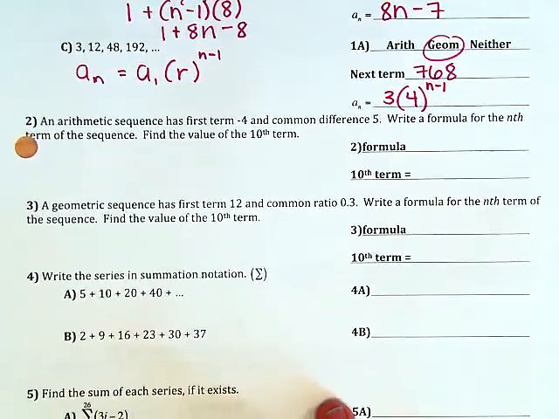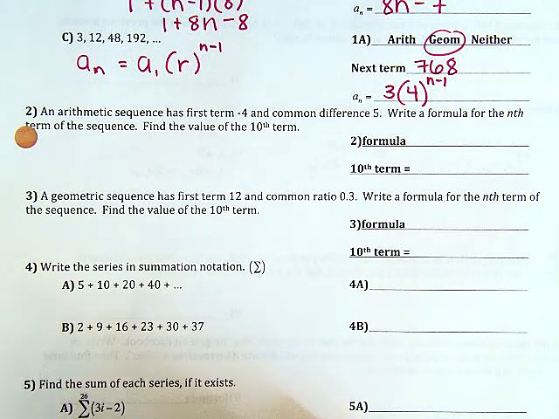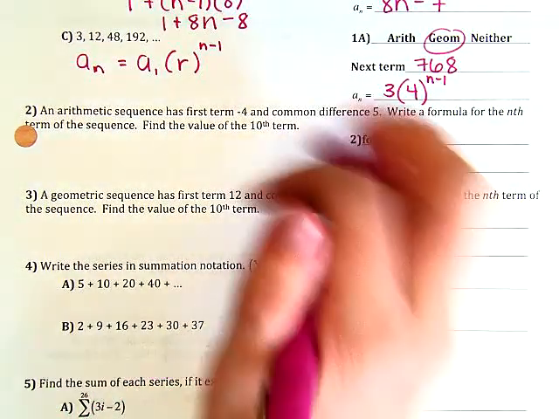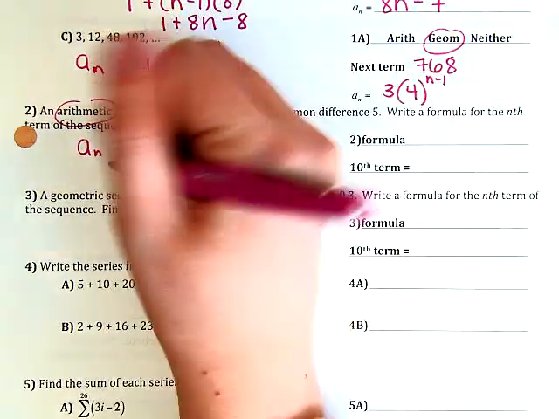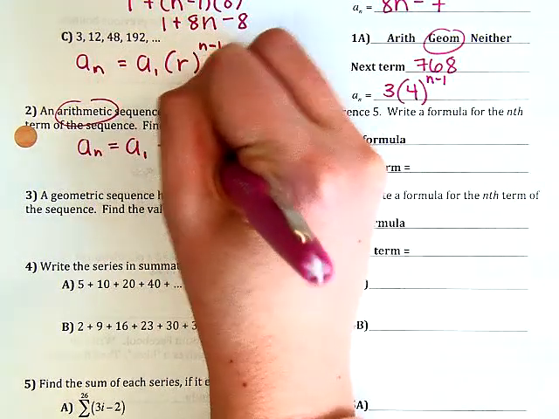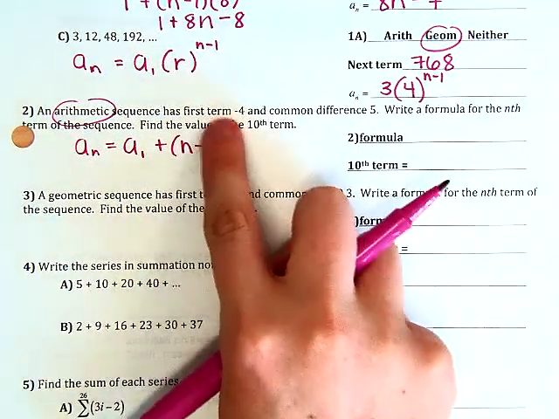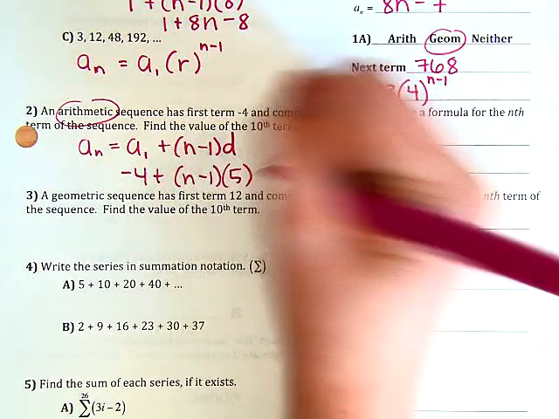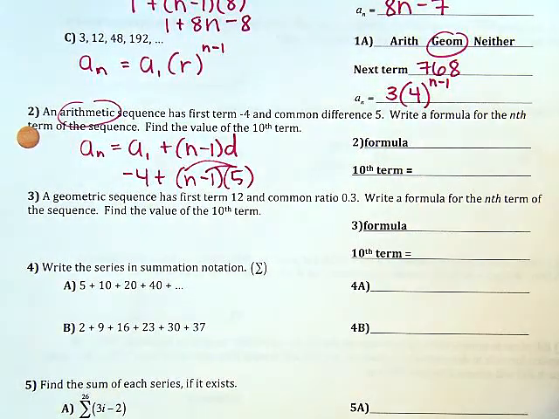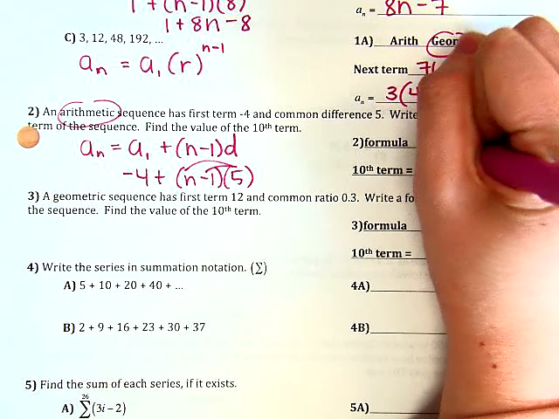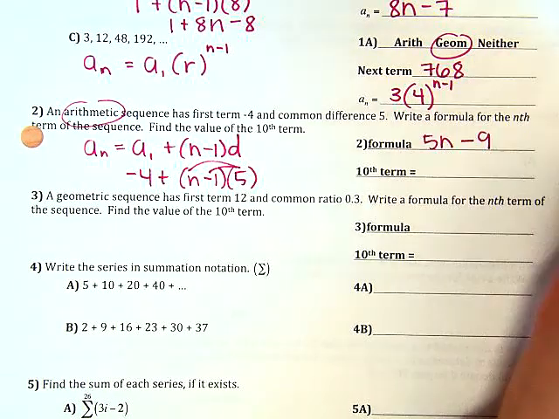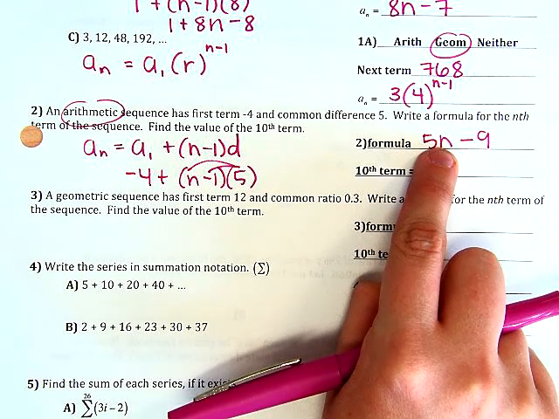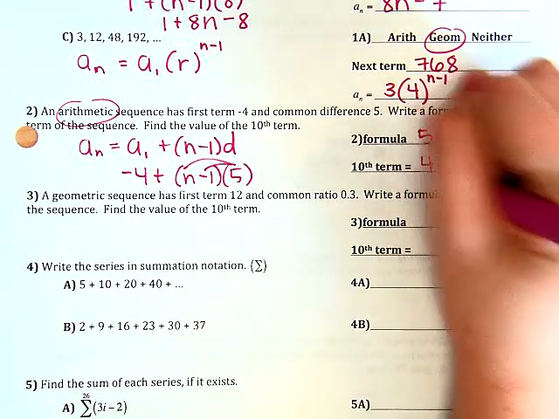Number 2 says an arithmetic sequence has first term -4 and common difference of 5. Write a formula for the nth term, then find the value of the 10th term. So my formula, remember arithmetic, so I'm using an equals a1 plus n minus 1 times my common difference. And they gave me my first term plus n minus 1 and my common difference, 5. So now I distribute and simplify. When you do that, you should get 5n minus 9. For my 10th term, all I'm doing is plugging in 10. 5 times 10, 50, minus 9, gives me 41.